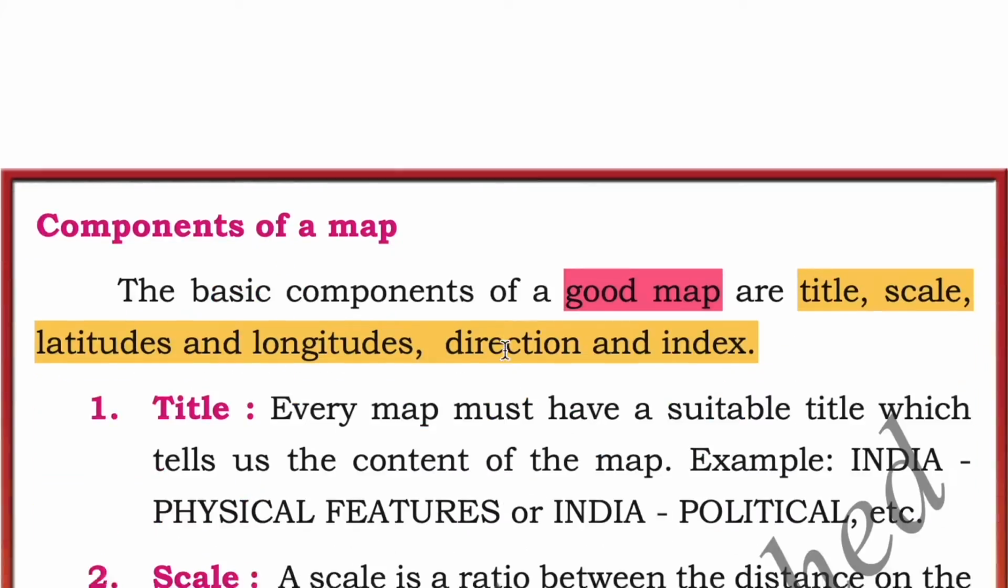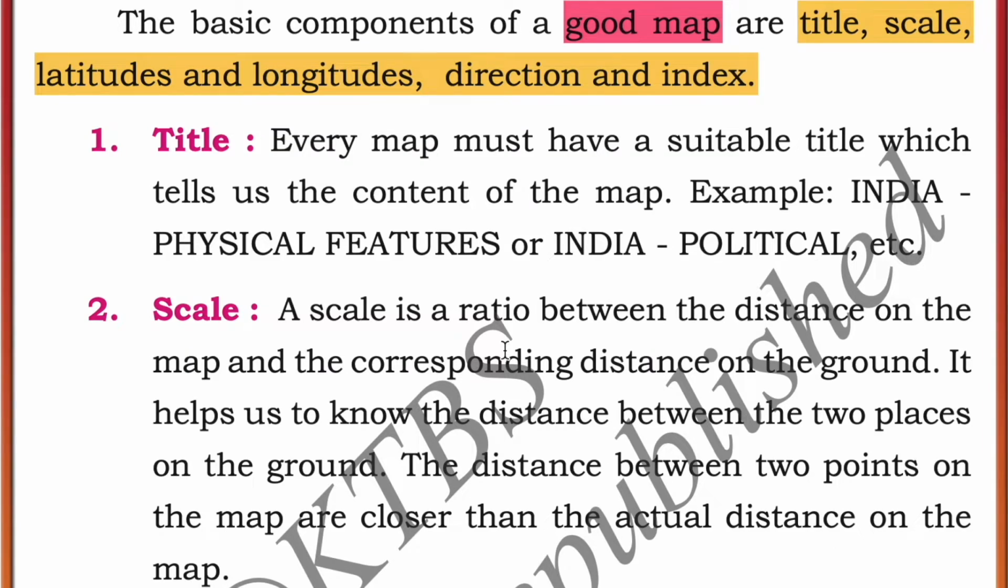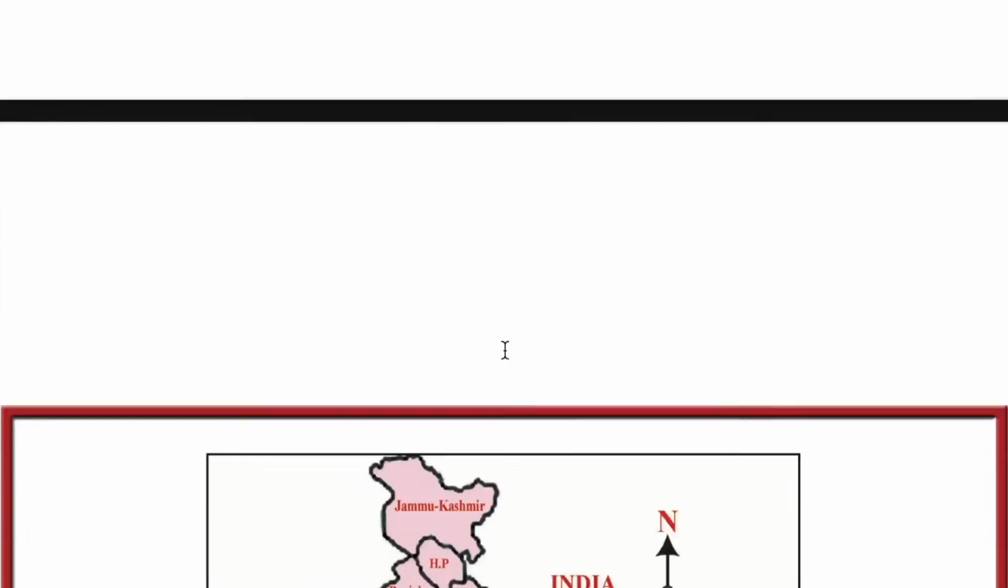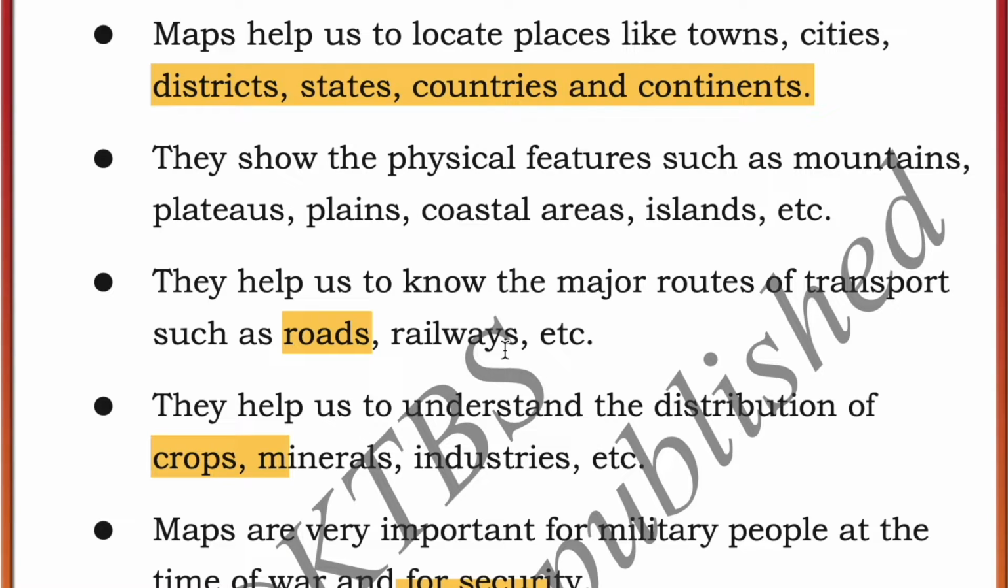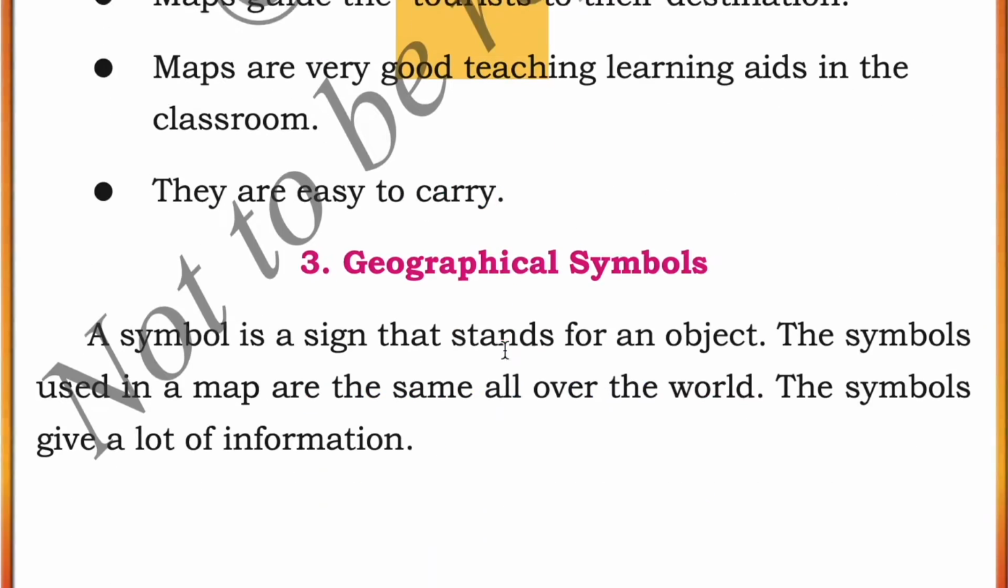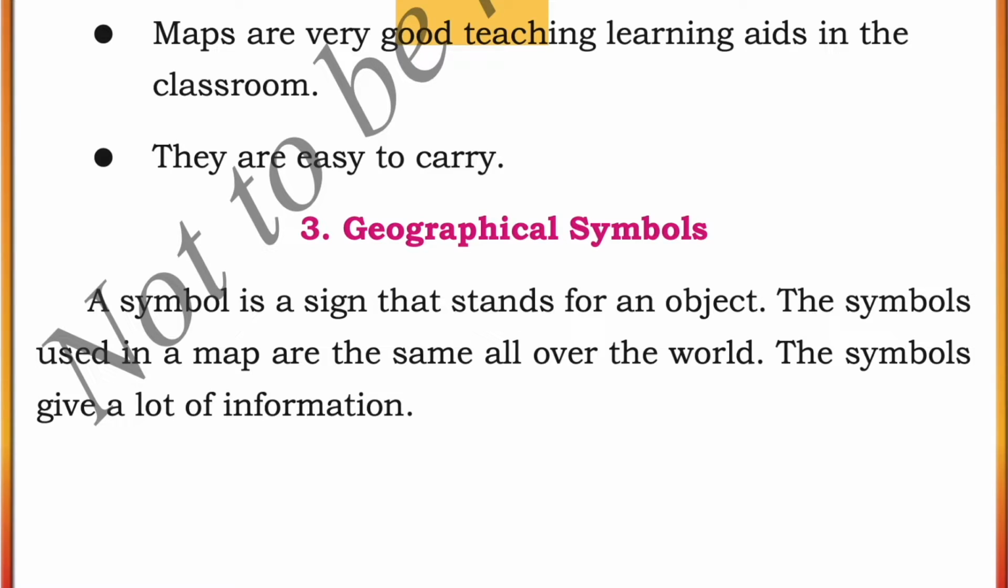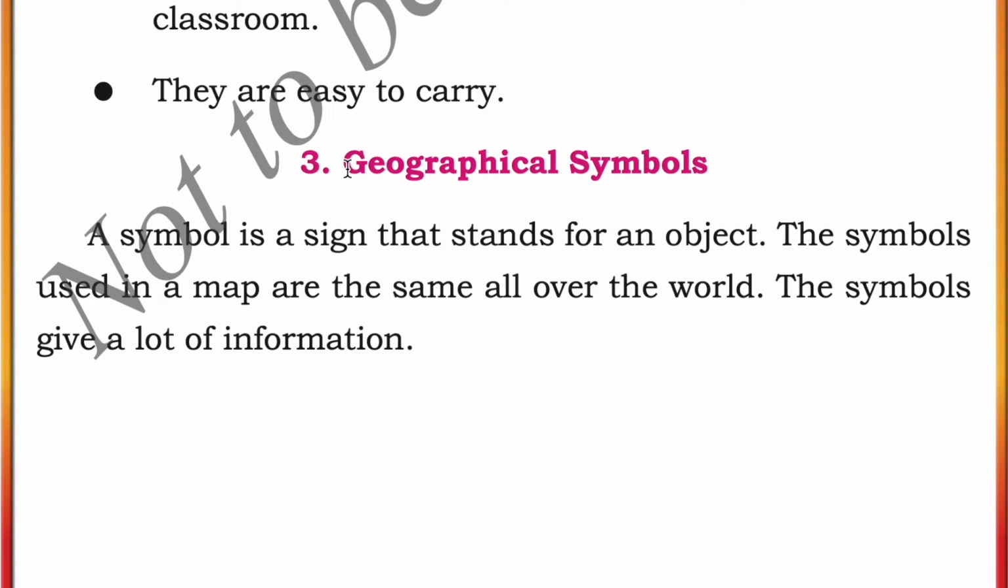Alright. Then we learned about the components of a map. We learned also about the uses of the maps. Now, let us move on to understanding about the different geographical symbols. A symbol is a sign that stands for an object. So, a symbol is something that represents something else.